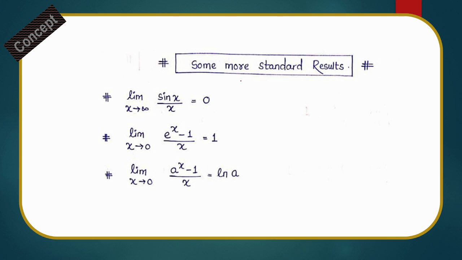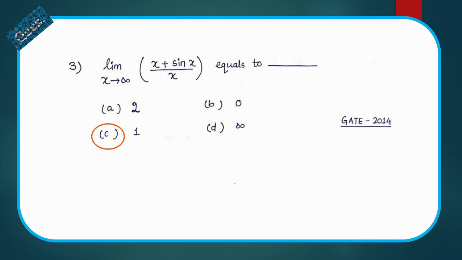So these are some more standard results. Limit x tends to infinity, sin x by x equal to 0. Limit x tends to 0, e to the power x minus 1 divided by x equal to 1. And limit x tends to 0, a to the power x minus 1 divided by x equal to ln a. So the answer will be here 1.